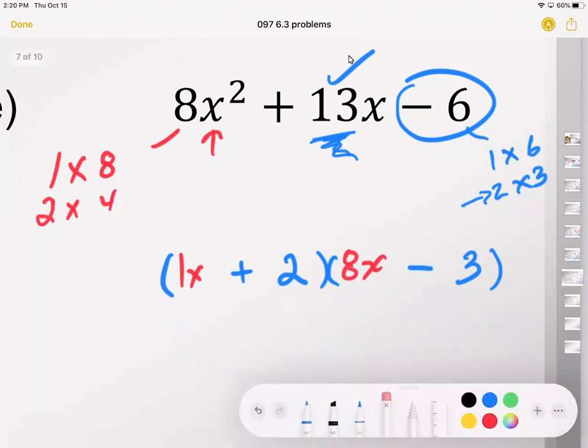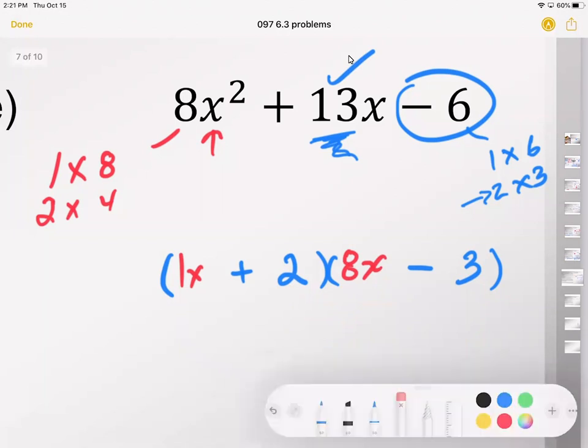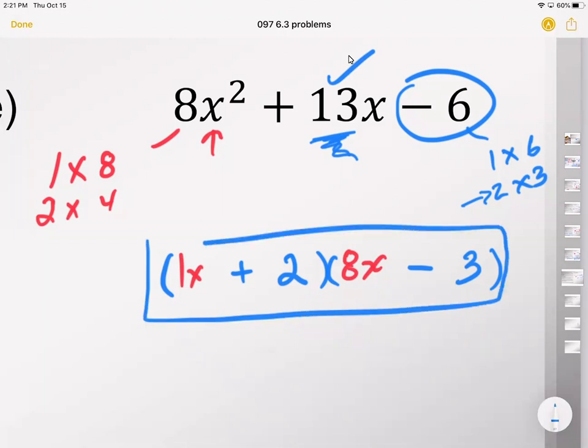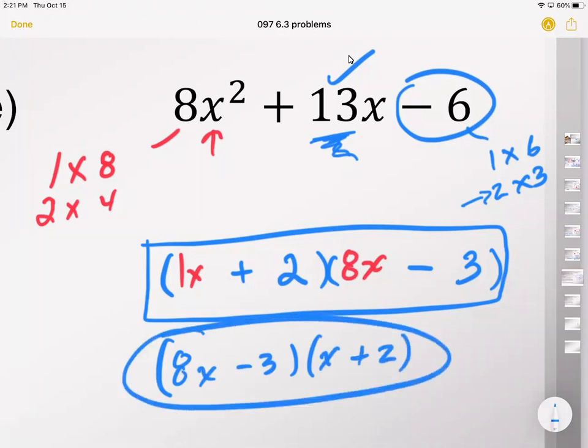If you want to, you can put ax minus 3 and 1x, or simply just an x plus 2. You can switch the position of your parentheses, but you cannot switch the items inside your parentheses.